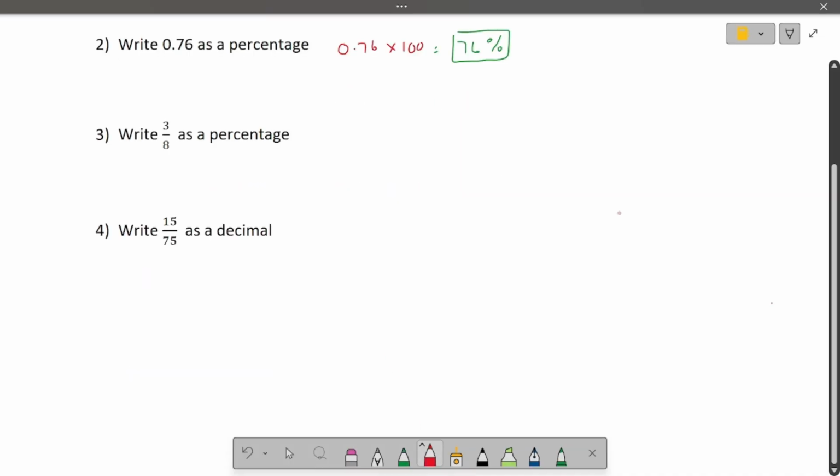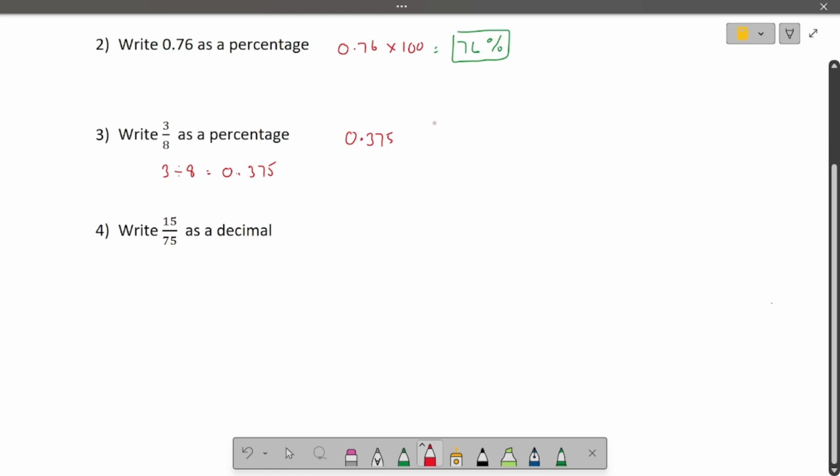So this brings us to question 3. Write 3/8 as a percentage. So don't forget that when we see a fraction, it simply means the top divided by the bottom. This is going to be 0.375.